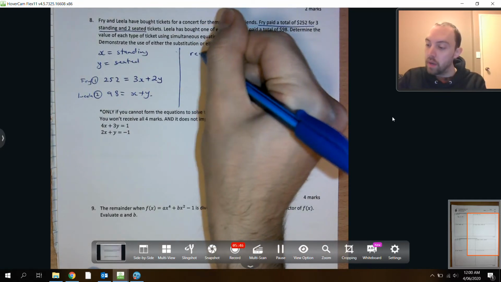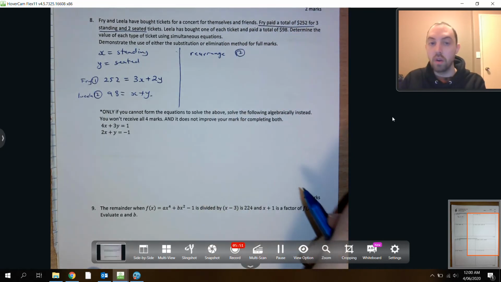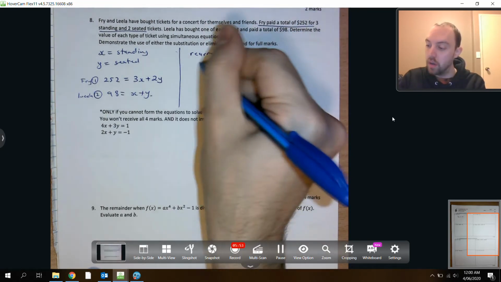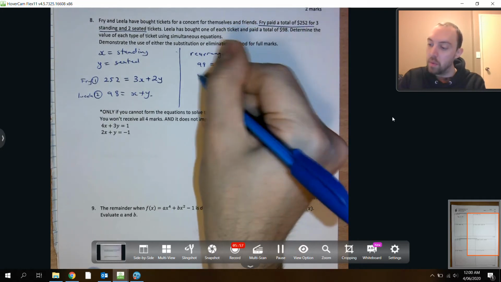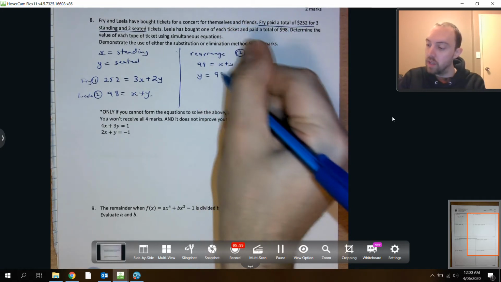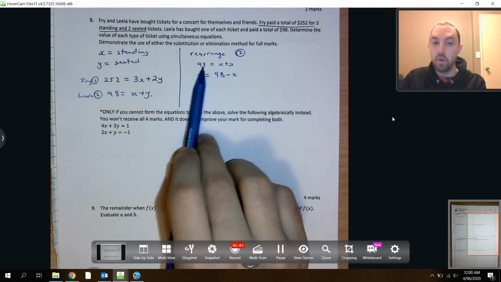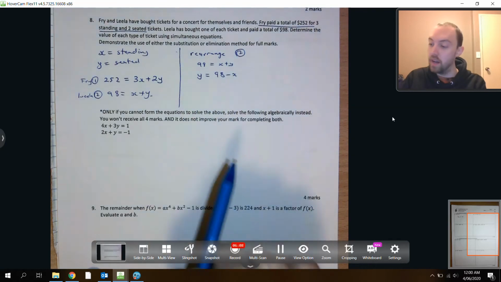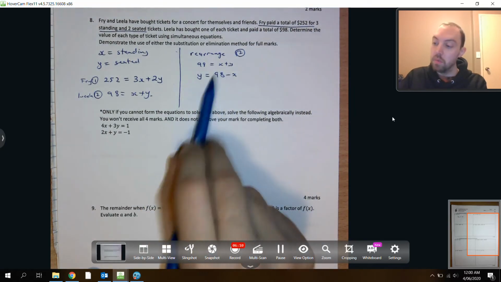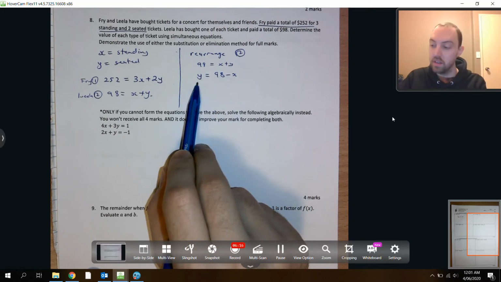I'm going to rearrange equation 2. All right, 98 is equal to x plus y. I'm going to say y is equal to 98 take x, because I've just taken x from both sides. 98 take x, and x take x just leaves y. So the remainder of the $98 after I take the price of my standing ticket is my seated ticket.